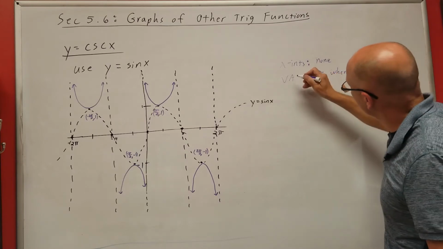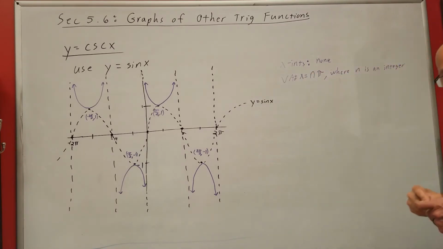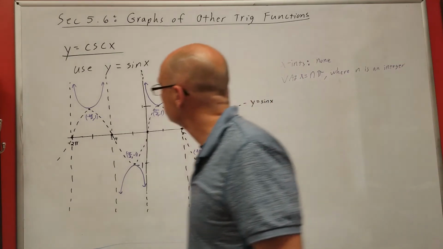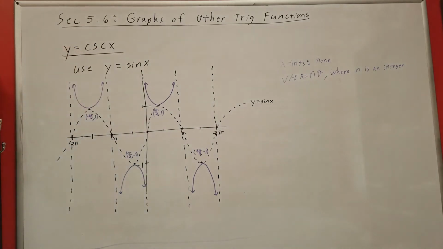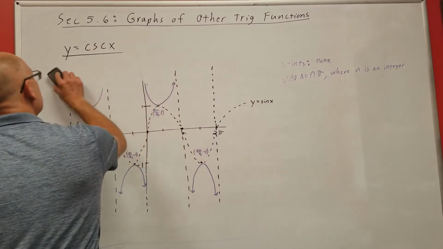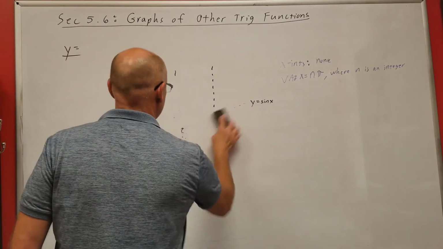Actually, what I need here is x is equal to, because the vertical asymptote has an equation, x is equal to n times pi. All right, so that's the graph of the cosecant function. I want y'all to memorize how you draw that. Okay? Let's look next at y is equal to the secant of x.